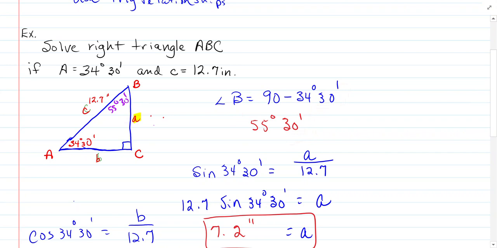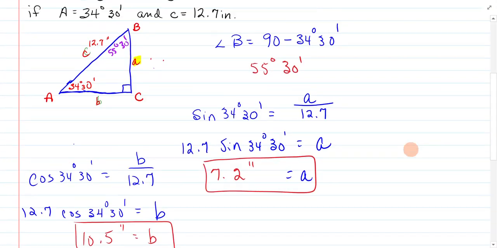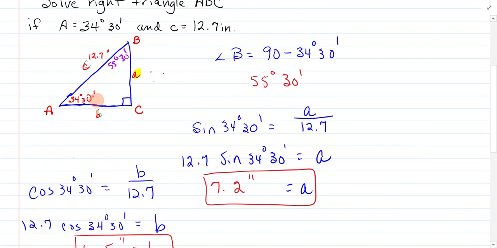Then we want to remember our relationships. The sine of 34 degrees 30 minutes is opposite over hypotenuse. So A, which we don't know, over 12.7. Now we just solve for A. Multiply by 12.7, so 12.7 times sine 34 degrees 30 minutes. Do that in your calculator, and you get the 7.2 that I had over here. So we solved for that.